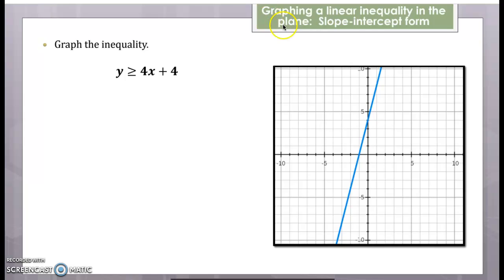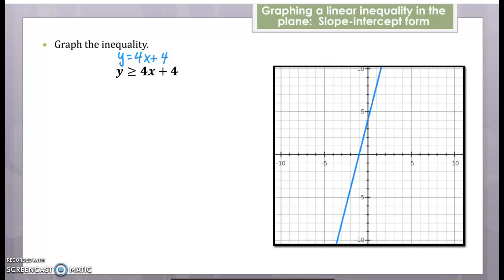Hey everybody, in this video we're going to talk about graphing a linear inequality in the plane in slope-intercept form. So we know how to graph the line y equals 4x plus 4, and that line looks like this line here. We have a y-intercept of 4, and from 4 we go up 4 and over 1.